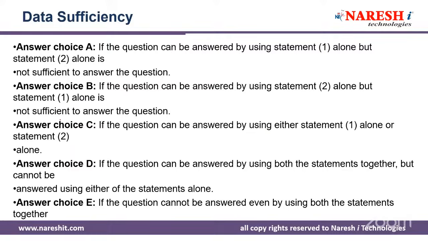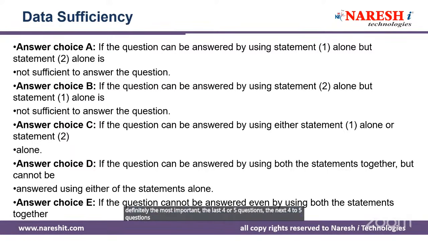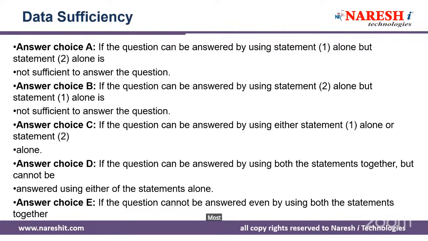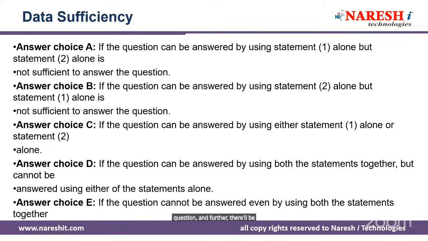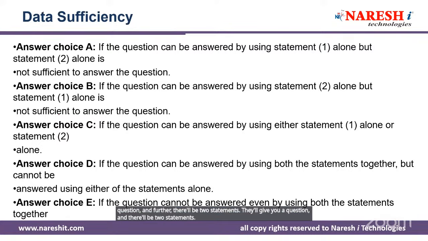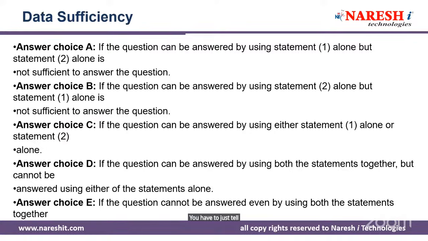Coming to the most important, the last 4 to 5 questions. The next 4 to 5 questions will be completely related to a new, most difficult topic in logical reasoning, data sufficiency. What you have to do: they'll give you a question, and further there will be two statements. You have to just tell which statement is sufficient to answer the required question.